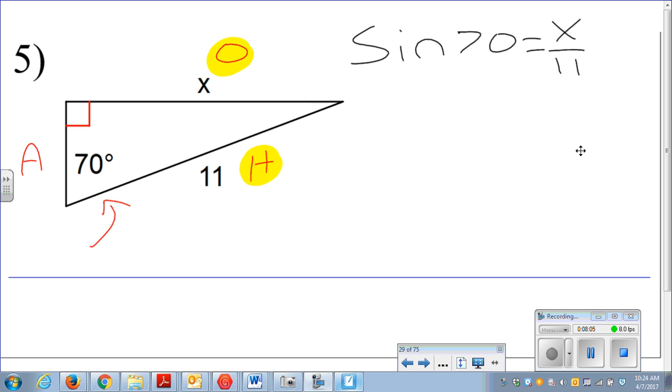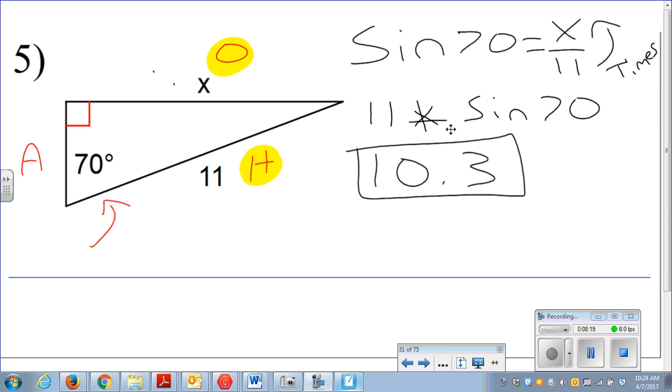Step 3, you'll decide to multiply or divide. With your x in the numerator, we're going to multiply times. So I'll type 11 times sine of 70. And when I enter it into my calculator, I get 10.3. Okay, so all you want to do is take your time, follow your steps, and you'll be fine.